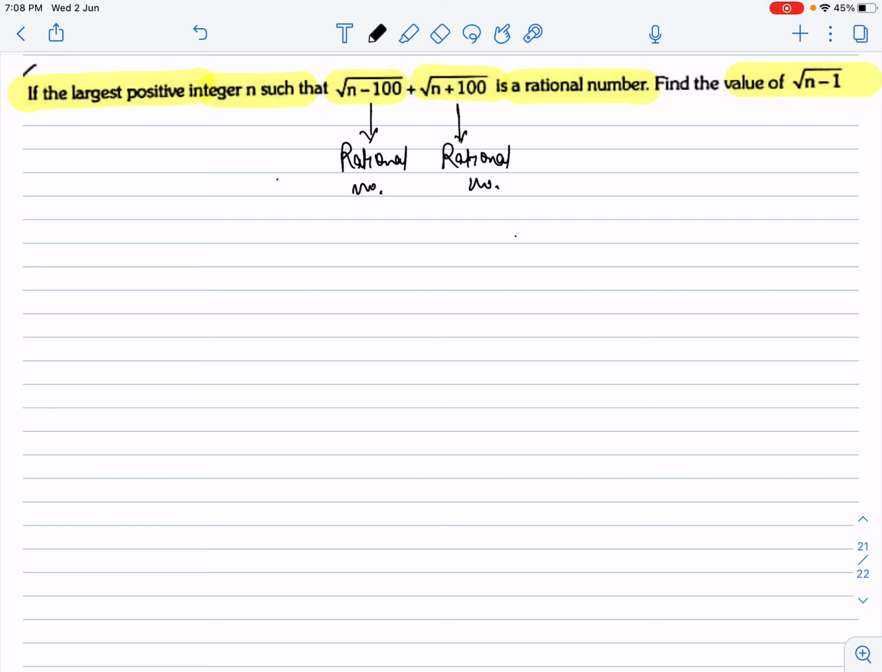Okay, let's proceed further and see what can be done. n is a positive integer. Okay, great. So 100 is also an integer, so n minus 100 will be an integer, belonging to the integers, capital Z. Similarly, my dear students, n is an integer, and 100 is also an integer. We know the closure property of addition and subtraction of integers: addition of two integers yields an integer and subtraction of two integers yields an integer.